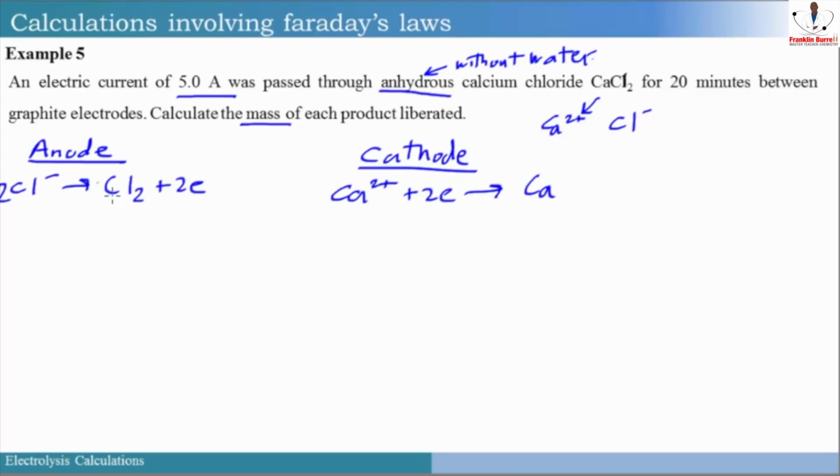Now that we understand what is coming off at the anode and the cathode, we can now calculate the masses. Before we calculate the mass, we need to have an understanding of what is our Q, the quantity of current that is passed. Now, if you look at your problem here, we have the current and we have the time. So we can work out Q. So Q equals I times T. So the current is 5 times the time of 20 minutes. So it's 20 times 60.